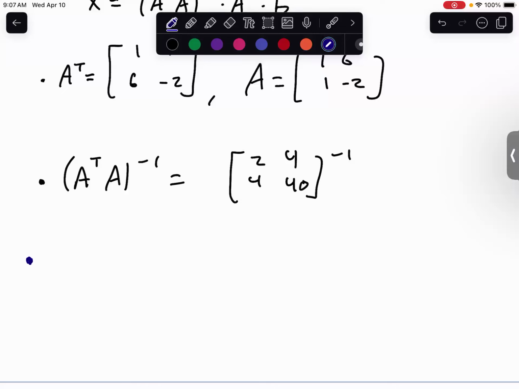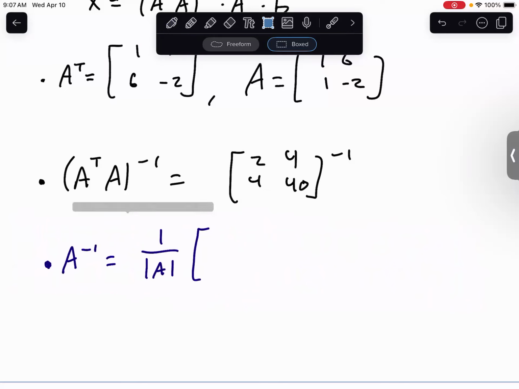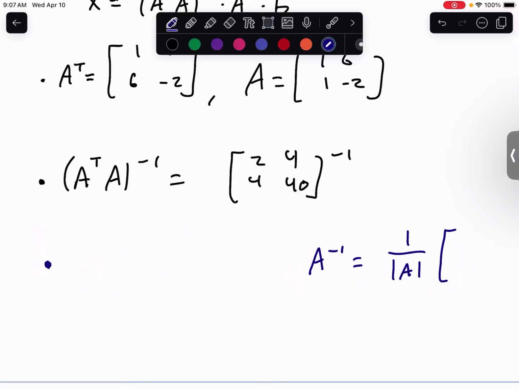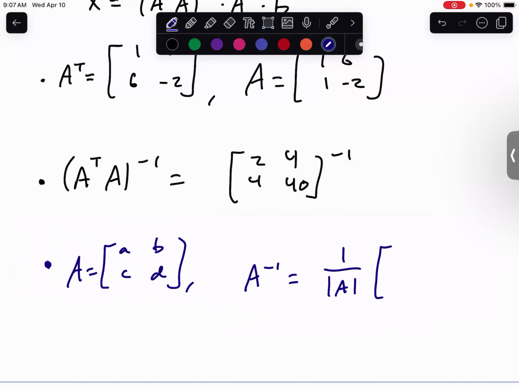So as a reminder, if you're given a matrix A, the inverse is just given by 1 over the determinant of A multiplied by, let me write this out first. So I need to actually say what A is equal to. A is just a general 2x2 matrix with entries a, b, c, d. So if you have a general 2x2 matrix and you want to find its inverse, what you do is you swap the 1,1 and the 2,2 entry, and then you multiply the 1,2 and 2,1 entry by -1.